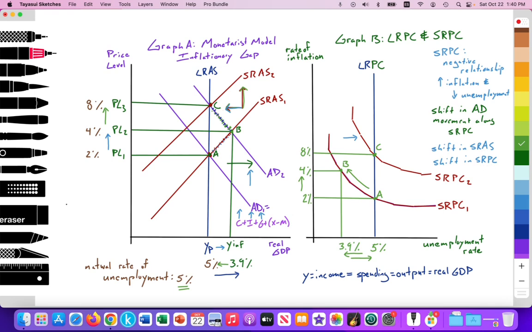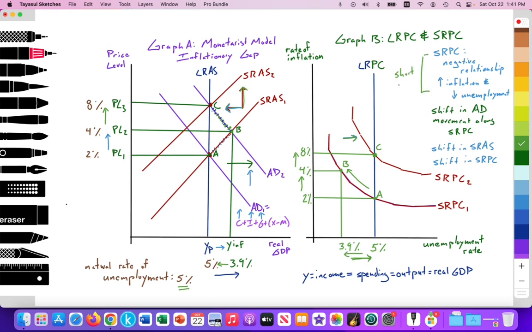Since there is a shift in the short-run aggregate supply curve, there will be a shift in the short-run Phillips curve. The short-run Phillips curve shifts outward as a result of the short-run aggregate supply curve shifting inward. Where short-run Phillips curve 2 intersects the long-run Phillips curve at point C, we see a continued increase in inflation from 4 to 8%. And we also see an increase in unemployment from 3.9 to 5%.